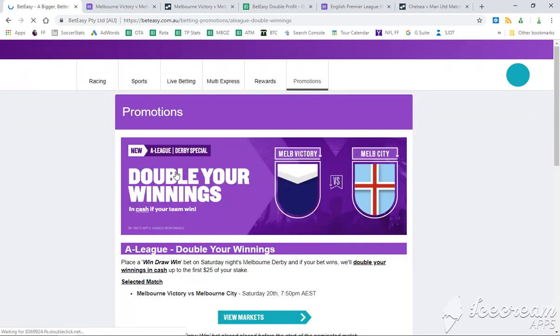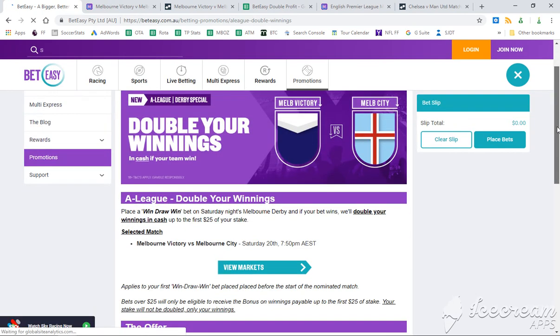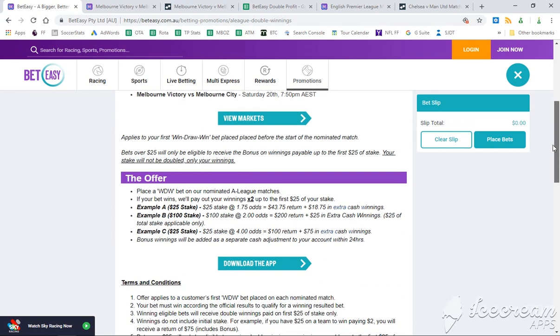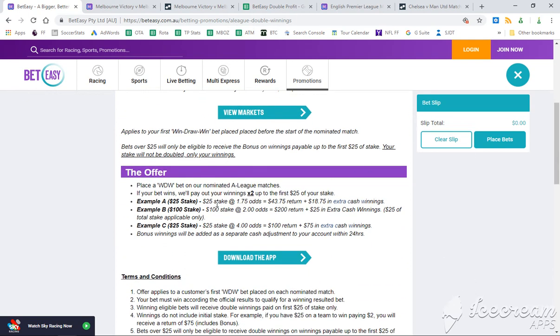I'll open up the Melbourne one so we can have a look. You can see here it says place a win draw win bet on Saturday night's Melbourne Derby, and if your bet wins, you will double your winnings in cash up to the first $25 in stake. If we have a quick look at the terms, if we were to bet $25 at 1.75, that would return $43.75, of which $25 would be your stake, $18.75 would be the profit. So they're going to double that with an extra $18.75.